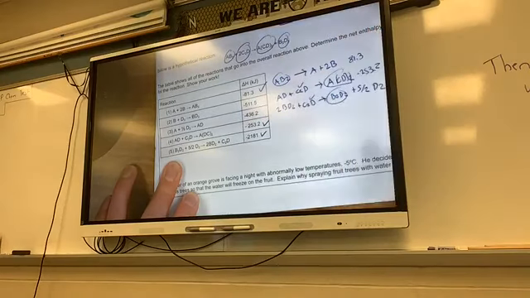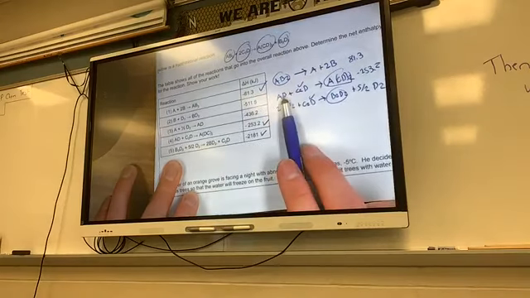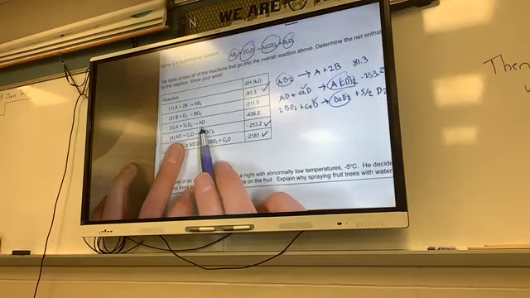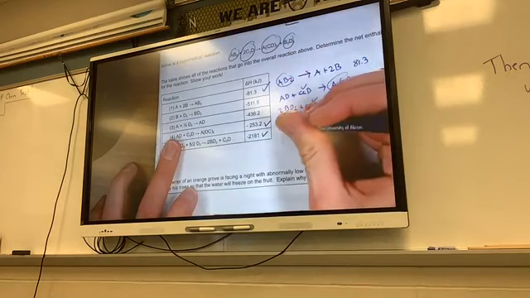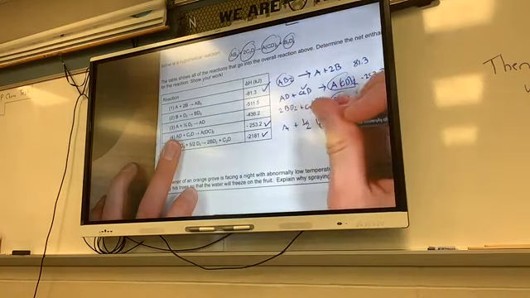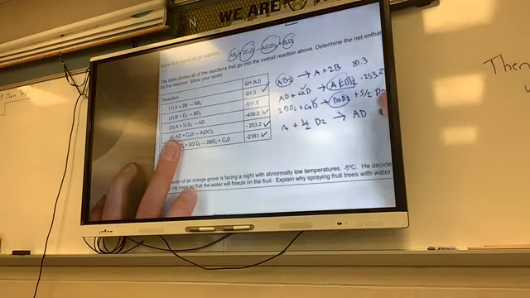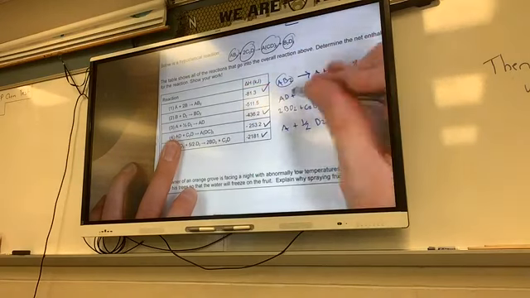Right there, I have AD. Do I want AD? No. I need to get rid of that. What's going to get rid of AD? Reaction 3. Is AD on the right side of that? Sure is. So A plus 1/2 D2 yields AD. So I've used this, which is negative 436.2. So that AD is gone.